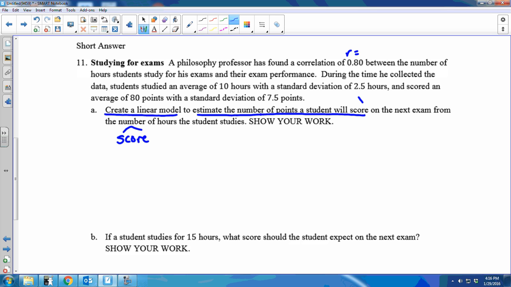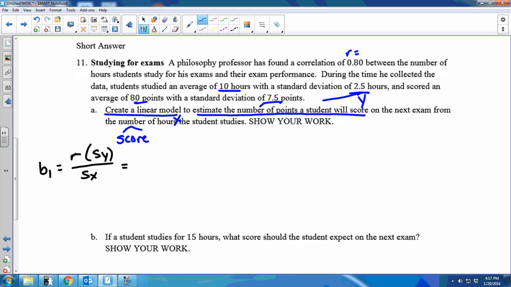So in this case, score is Y and hours is X. That's very important. Now, they gave us the correlation and the means and standard deviations of all of the variables. So in order to write the equations, we need to use the equations from the yellow AP formula sheet. Our slope equation says that we take R times the standard deviation of Y divided by the standard deviation of X.